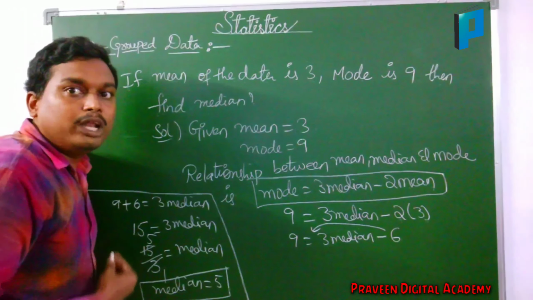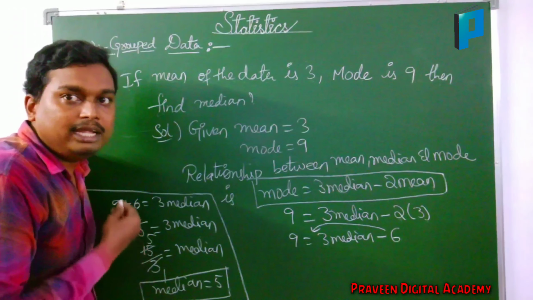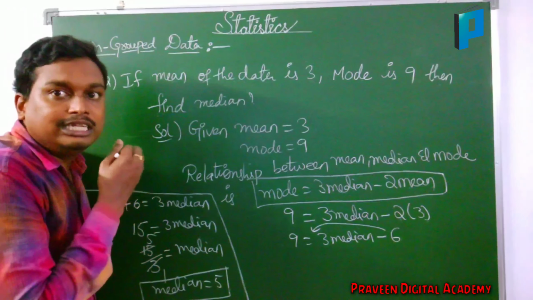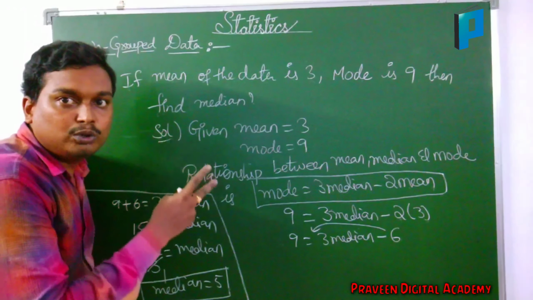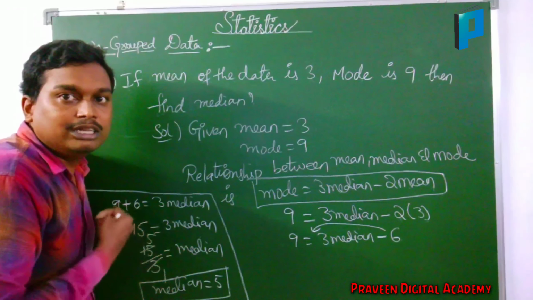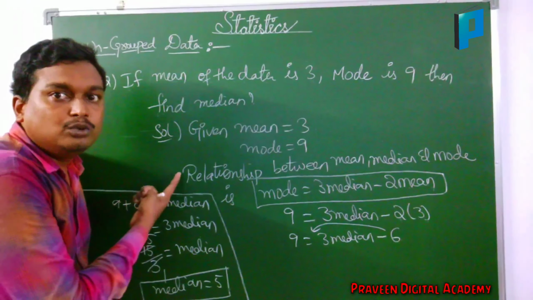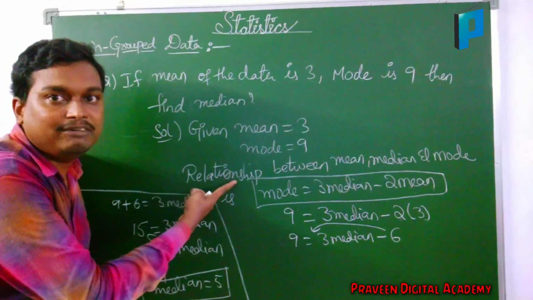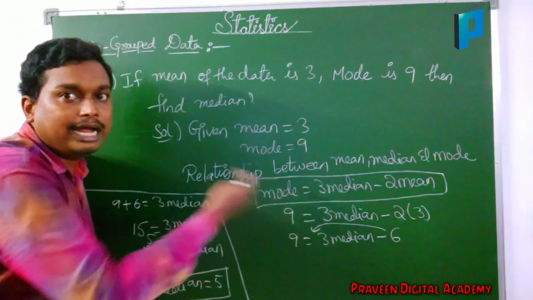In this way, whenever we are having mean, median and mode, in this 3, if you know 2 things, we can find out the other thing by using the relationship between mean, median and mode.